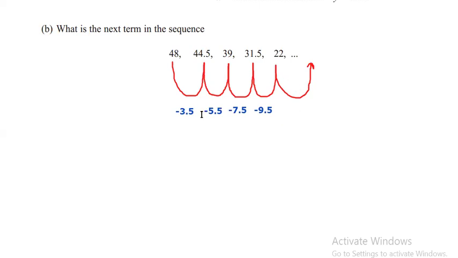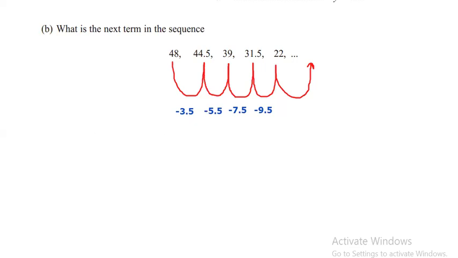Now first we have to know what we added here to go from one term to the other. So here we have minus 5.5 and here minus 3.5. How did minus 3.5 become this? So minus 5.5, minus 3.5. Because to know how we did that, we have to go from one term to another. So here we subtracted 2.